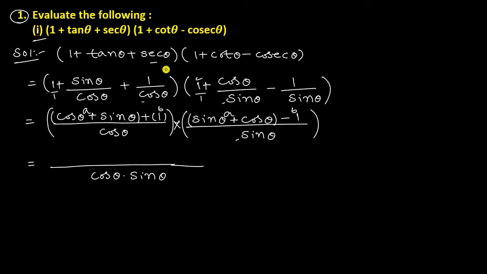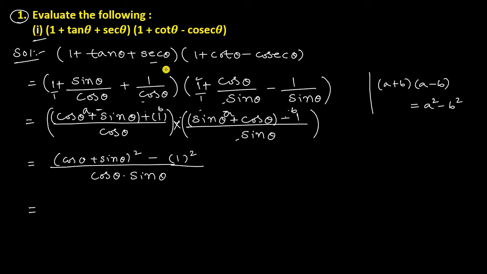Now what you have? A plus B into A minus B. So what do we get? A plus B into A minus B is A square minus B square. So A means cos theta plus sin theta, B means 1. So A plus B into A minus B is A square minus B square. That's it. Now you need to expand this.